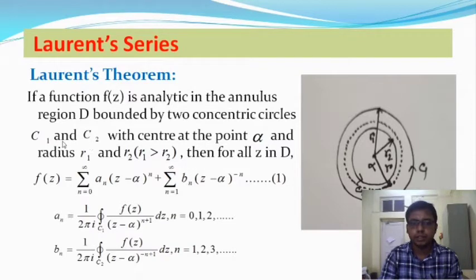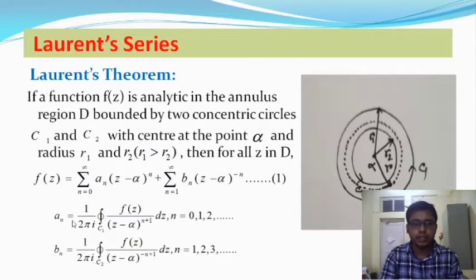Here C1 and C2 are two circles, and alpha is the center of circle C1 as well as circle C2, and C2 lies wholly within the circle C1. R1 and R2 are the radii of the circles C1 and C2, where the radius R1 is greater than radius R2. Then for all z belonging to D, f of z is equal to summation n equals 0 to infinity a_n into (z minus alpha) to the power n, plus summation n equals 1 to infinity b_n into (z minus alpha) to the power minus n. We can call this equation number 1.